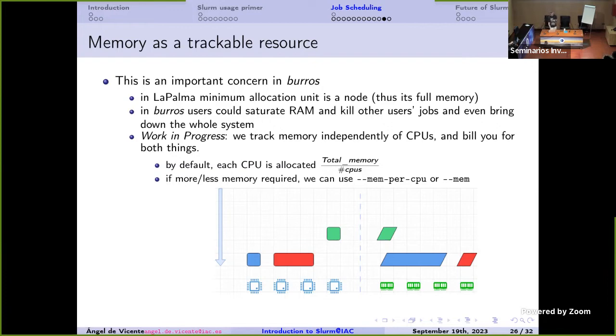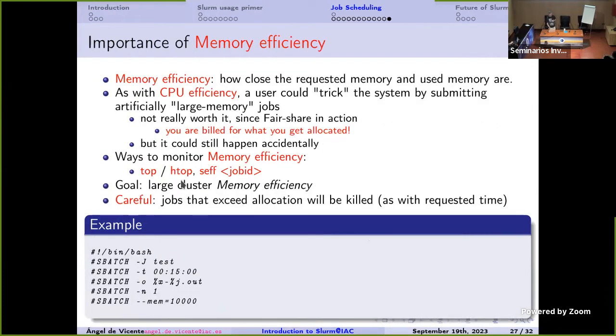And also, the same as before, now memory efficiency becomes very important. It's important that you try to give a good estimate of how much memory your job needs, okay? Because now you get charged for that. So it's the same as before, as for CPU efficiency. You could trick the system as well.